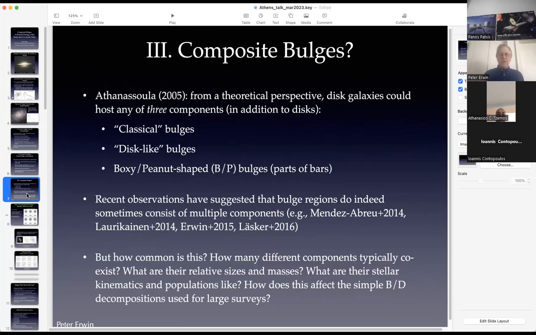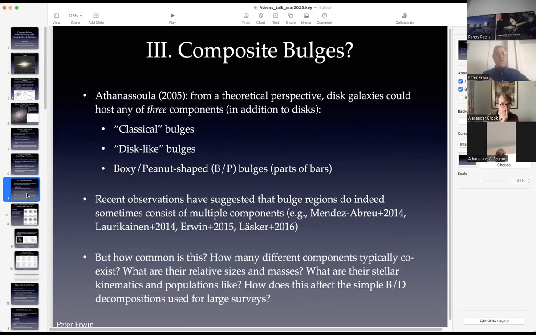You have your classical bulges, you have your disk-like bulges, one type of pseudobulge. And then you could also have what are called boxy peanut-shaped bulges. And these are the inner vertically thick part of bars. I'll get to what those are like in just a moment. Recent observations have suggested that this sort of thing is true of real galaxies as well. You can have multiple components in the centers of disk galaxies.